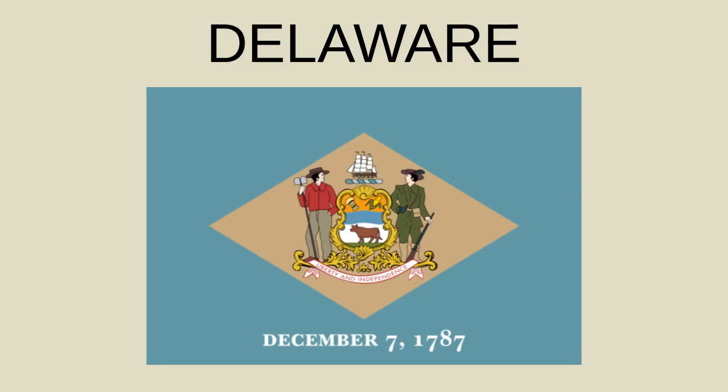Those colors were chosen because they were the color of George Washington's uniform. Within the diamond is the state seal, which consists of 2 men standing on either side of a shield. Inside the shield is an ox, bundle of wheat, and an ear of corn. Above the shield is a ship, and below is a banner with the state's motto, Liberty and Independence. The man on the left is a farmer, while the man on the right is part of the militia. The ox, wheat, and corn all represent agriculture, and the ship represents commerce. The date on the bottom of the flag simply represents Delaware's date of statehood, becoming the first state of the U.S.